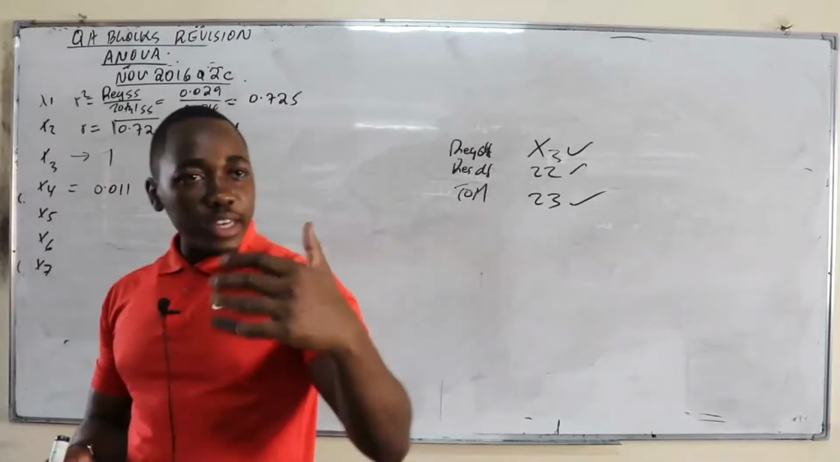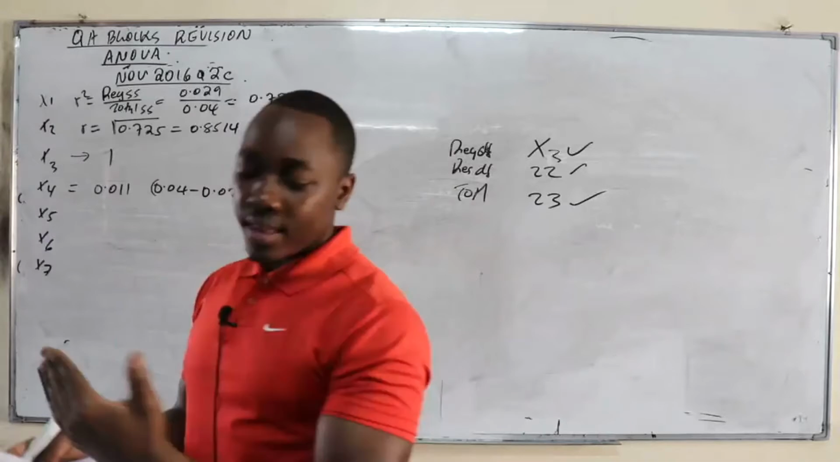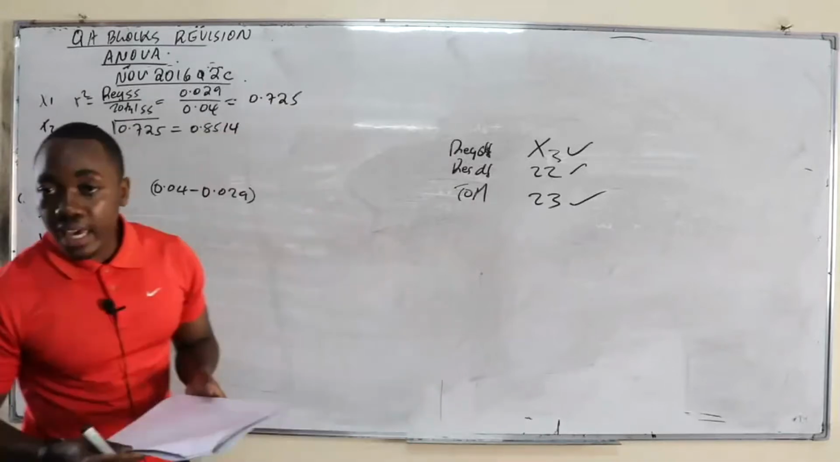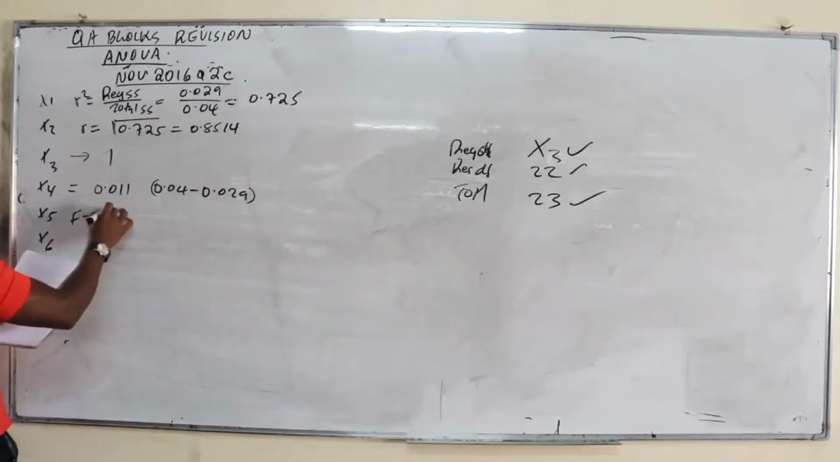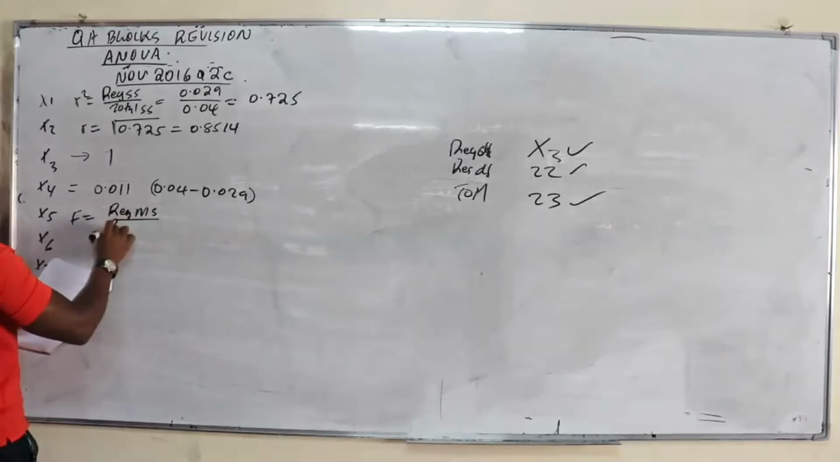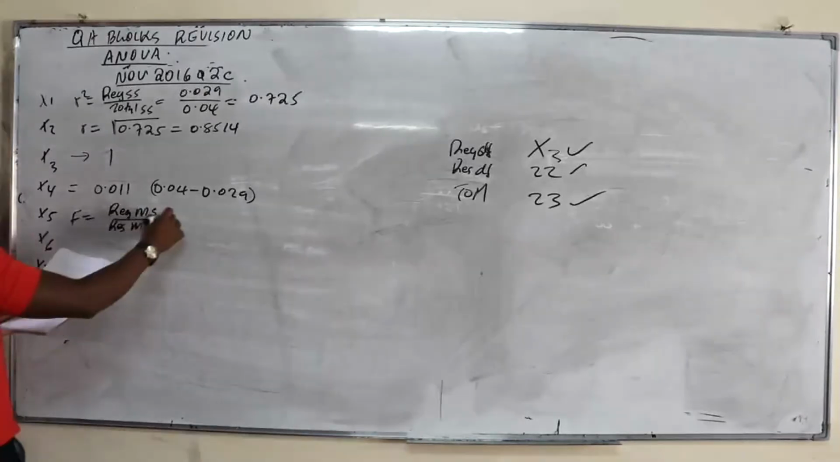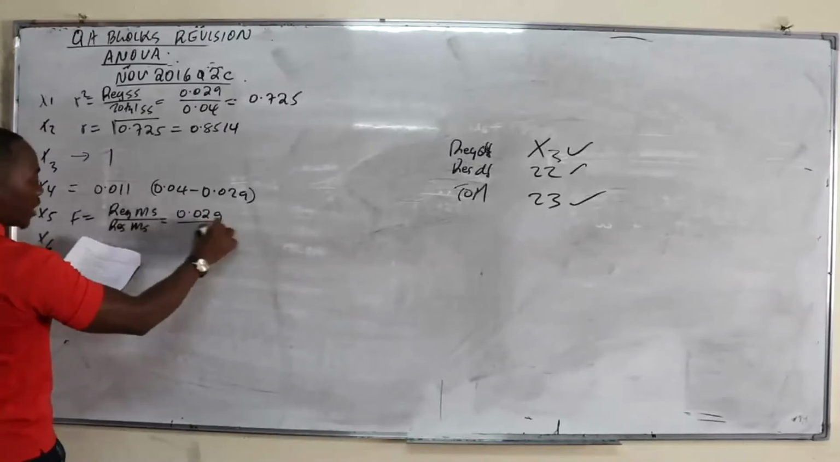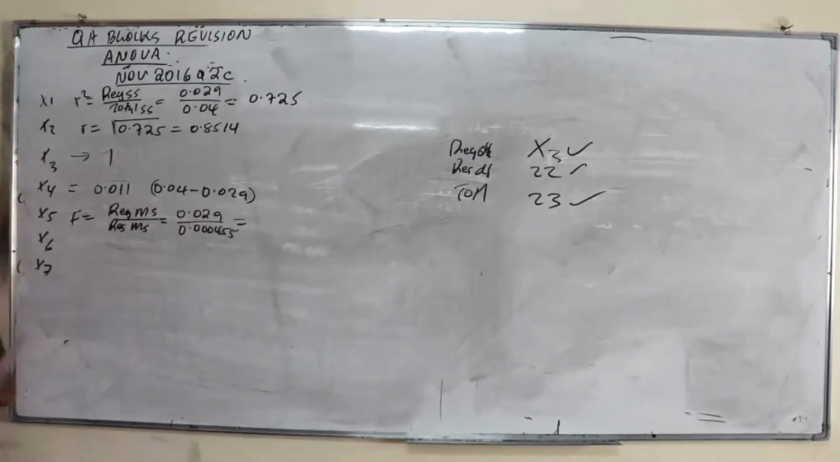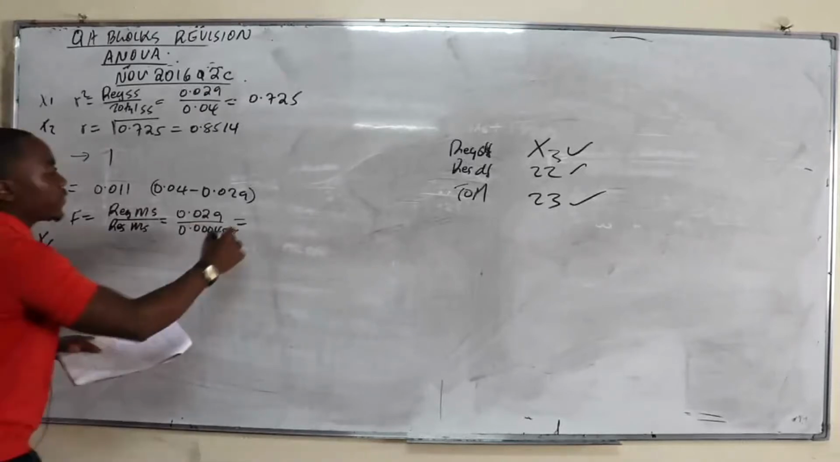I'm trying to take you back. We are still doing revision as we answer this question. But in this case, I want x5. X5 is F. To get F, you take regression mean square over residual mean square. Regression mean square is 0.029. You divide by 0.00045. Give me that. 64.4.